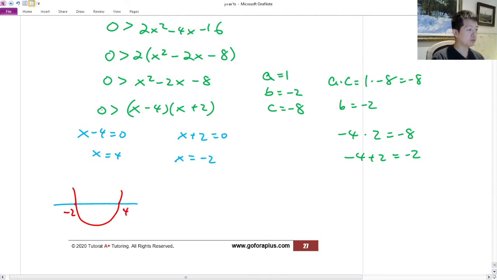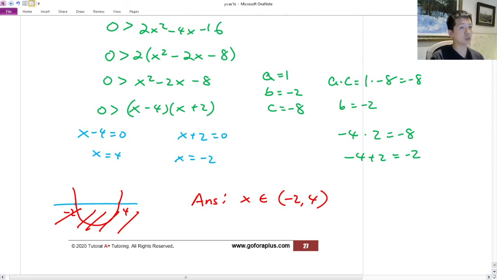And I'm actually looking for 0 bigger than my function, so my function is actually smaller than 0. So I'm looking for the negative part, downstairs. So my answer is going to be x element of minus 2 to 4. Is it inclusive or exclusive? It's exclusive because we don't have an equal sign. So this is how I do this.